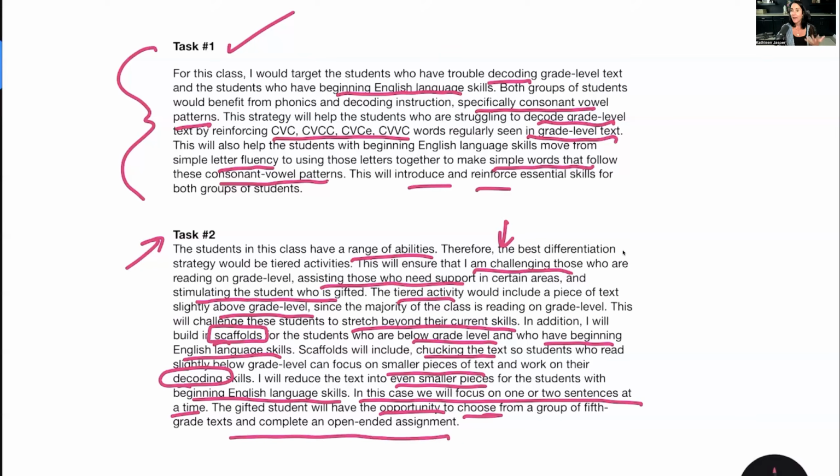All right. So I've been specific. I've talked about why I'm going to help, how I'm going to help. I've got all the specifics in here. Task number 2 is good to go.